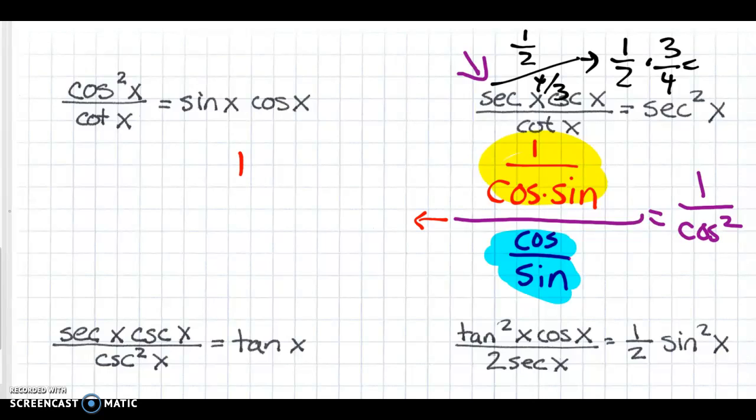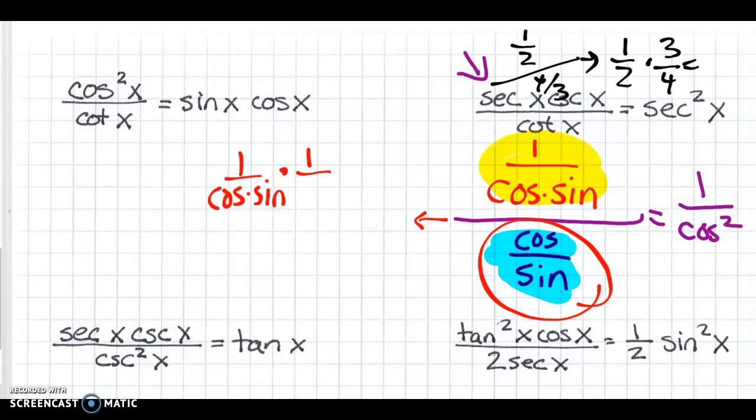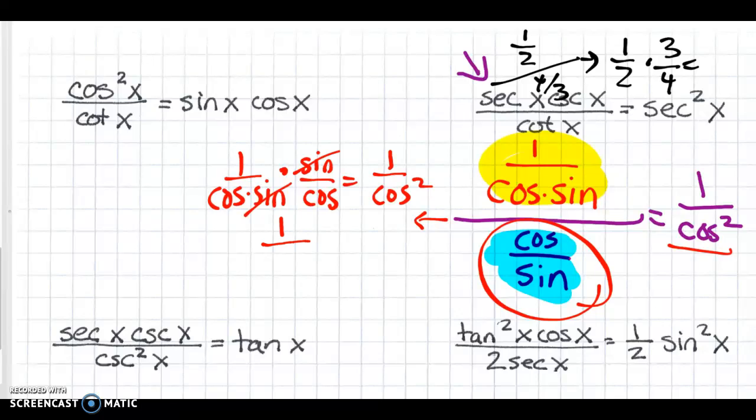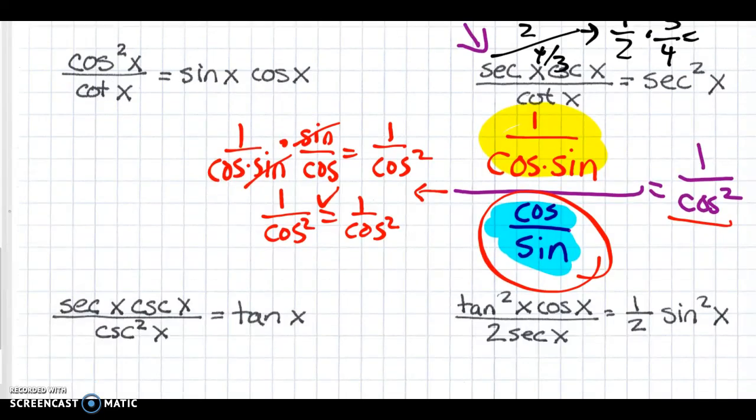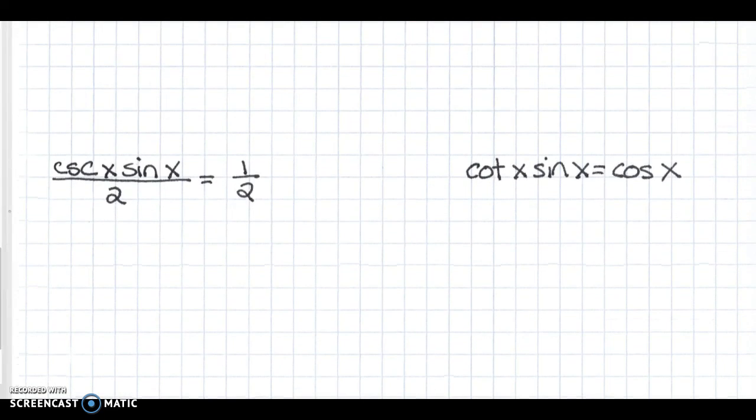So the top is 1 over cosine times sine times, I'm going to flip this, 1 over sine over cosine equals, let me write this part down, 1 over cosine squared. Let's see if anything cancels. Cancel, cancel. I've got 1 over cosine squared equals 1 over cosine squared. I got it again. So the pattern on these is all of these are just multiplication. And when it's just multiplication, there's always a lot of cancellation that goes on.